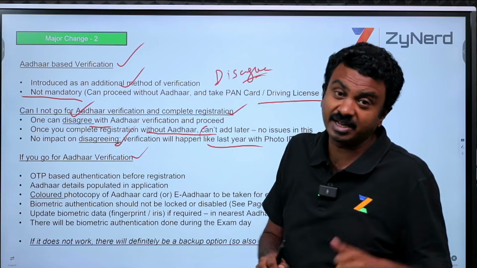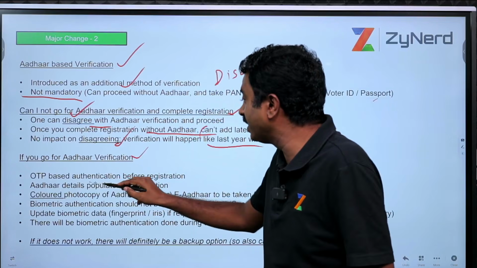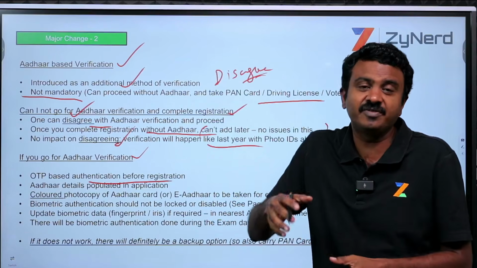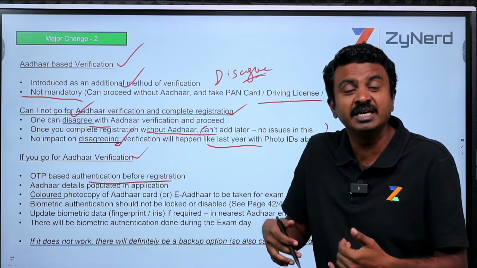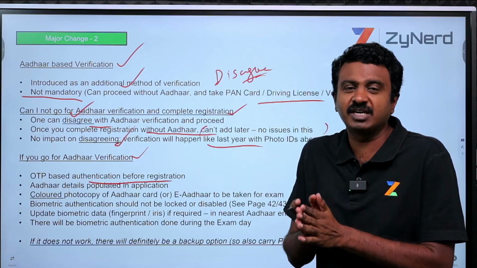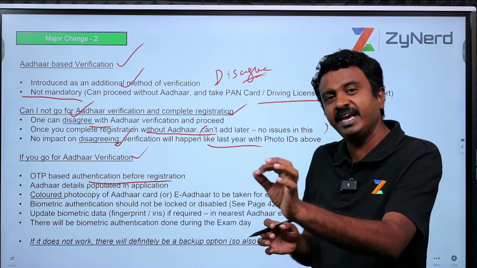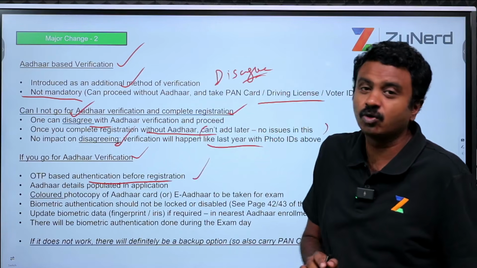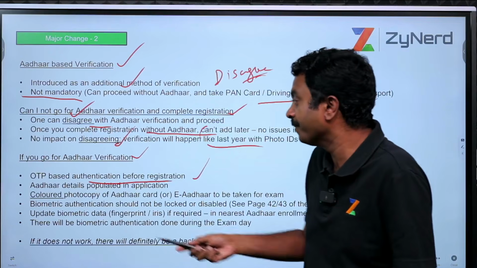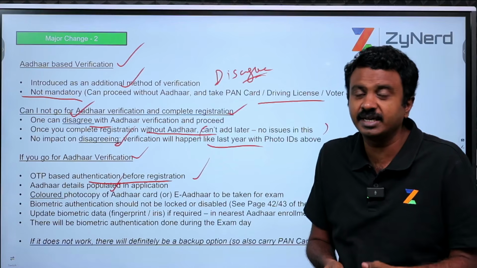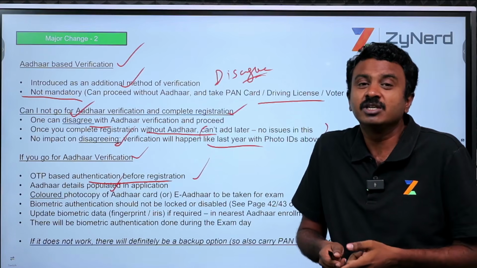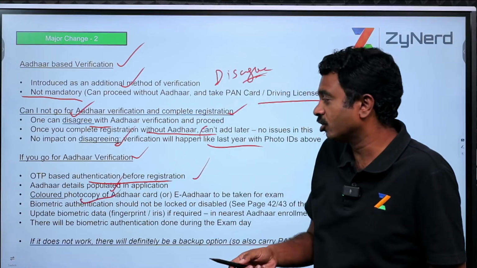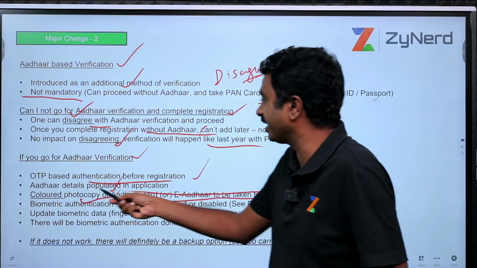Let us say I go for Aadhaar verification. What should I do? OTP based authentication will happen before the application process or the first level of registration starts, even before you give your phone number and email ID and they verify. First level of verification is with your phone number through UIDAI with an OTP on your Aadhaar verified phone number. You will give your OTP based authentication before registration. Once you give this, your Aadhaar details will be populated in the application. Colored photocopy of Aadhaar or e-Aadhaar is to be taken for the examination.